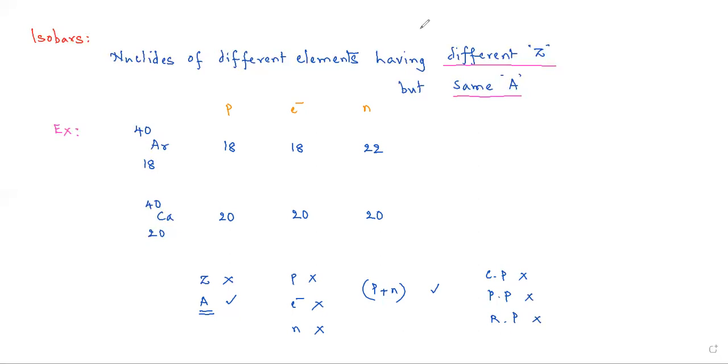We can actually give it this way also. Iso means the same. Bars means the heavy, having the same mass or same mass number. In a similar way, isotopes can be given as iso means the same, topos means the position. Because they occupy the same position in the long form of the periodic table.